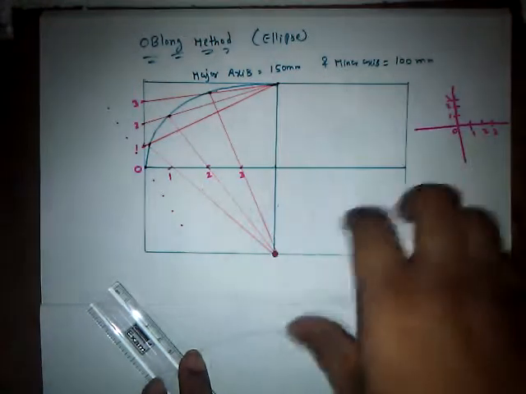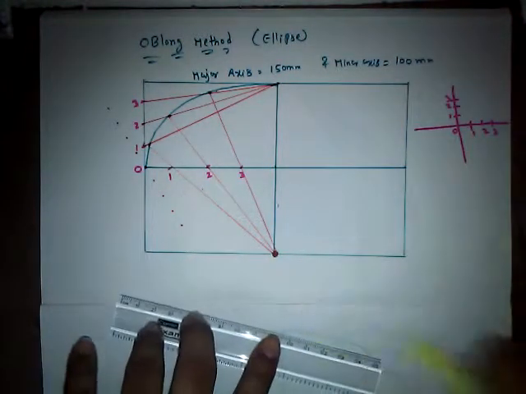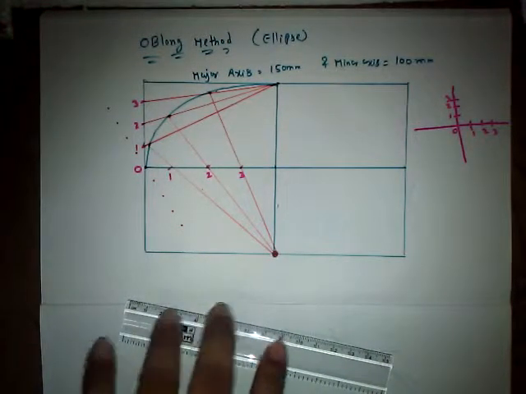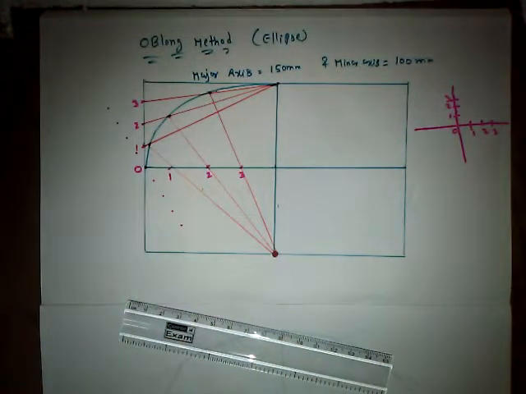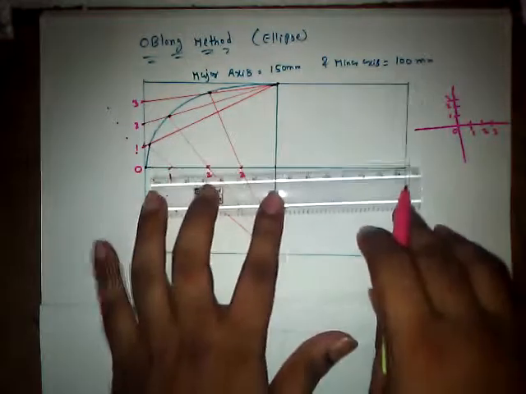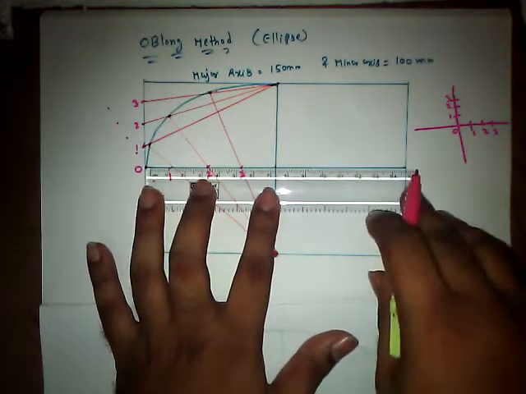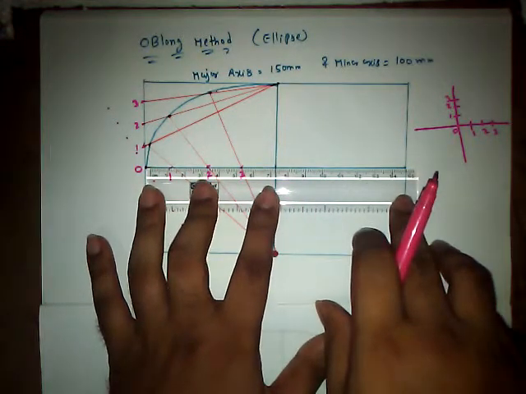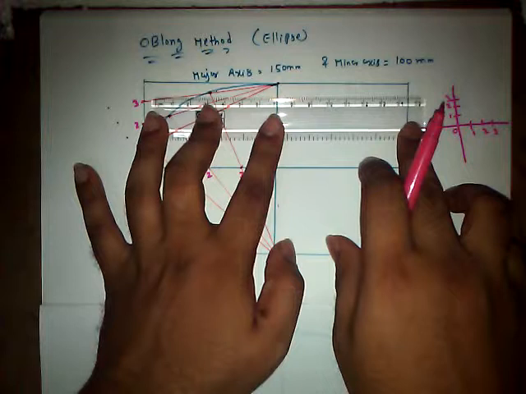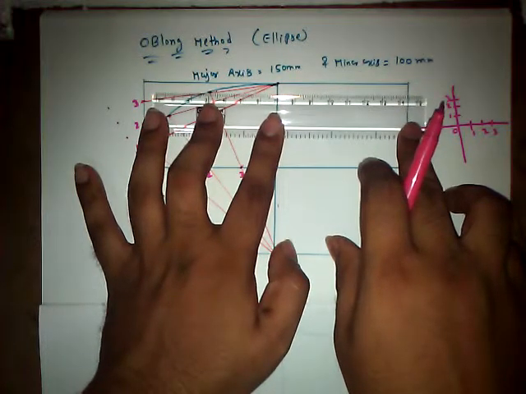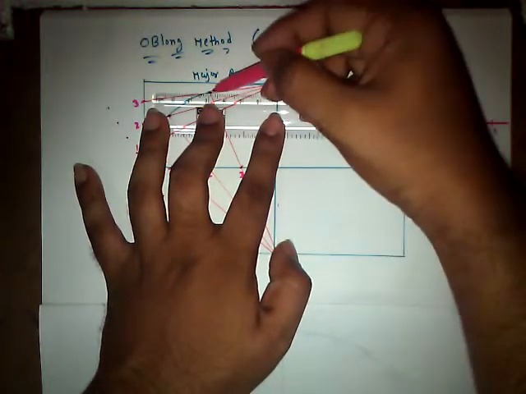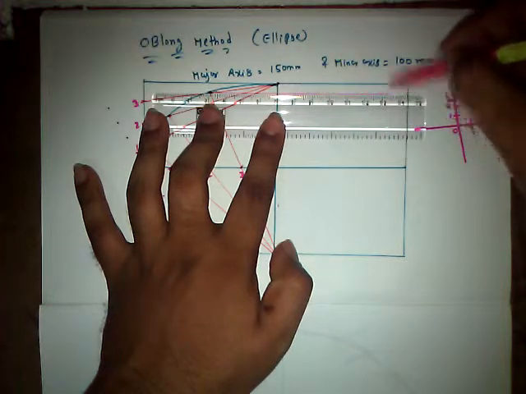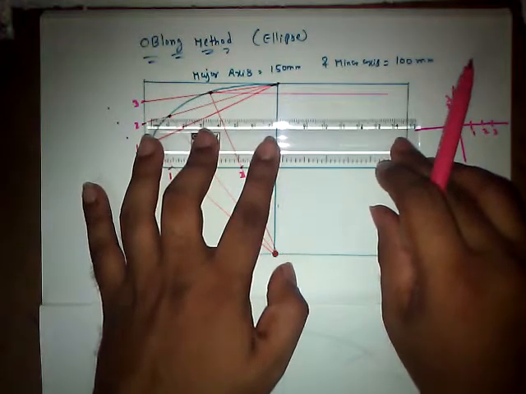Okay, so this is a long procedure, so better we shall go to a shortcut method where we can do things very fast. So what I am going to do is fix the drafter or the scale to the minor axis perfectly, then move from one point to the other point. So this is the first one. Extend the lines, come to the next one.